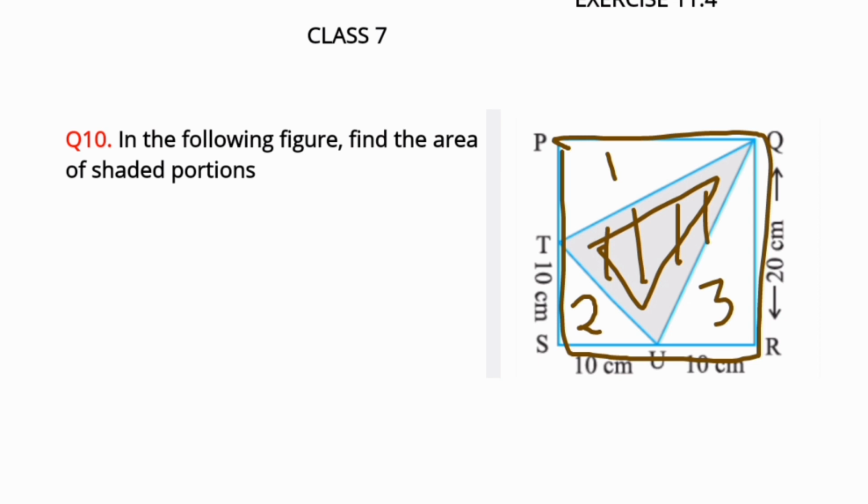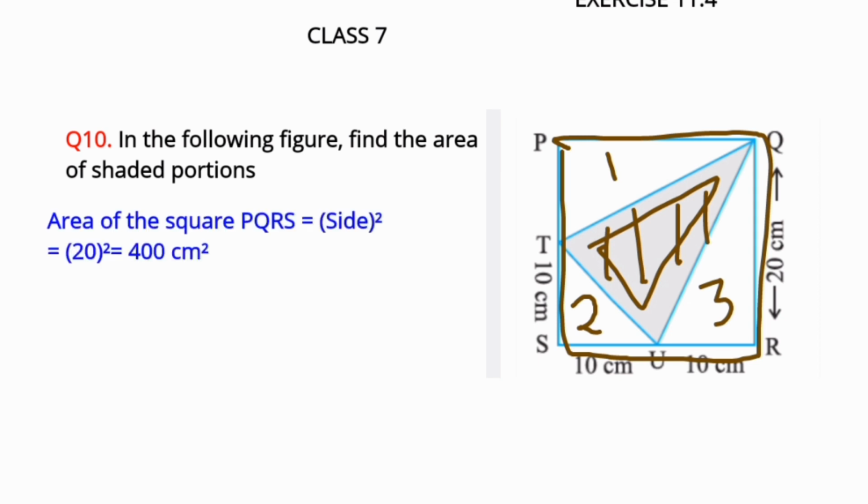So let's solve it. So area of square PQRS is, what is the formula of area of square? Side square. So side square means 20 square here because side is 20. So 20 square means 400, or 20 into 20.